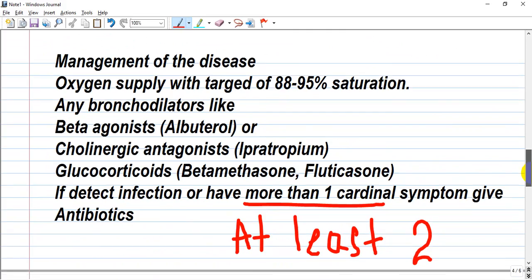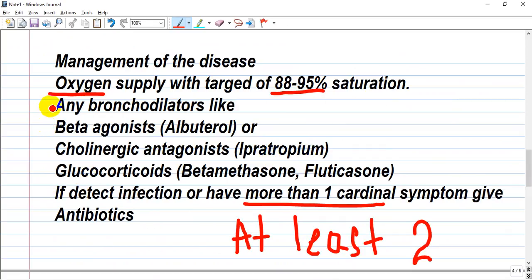How to manage the disease? So the patient has a deficit of oxygen and retention of CO2. So give oxygen supply by nasal cannula or a CPAP mask. Target is like 88 to 95 blood saturation, and also we can give bronchodilators like beta agonists, albuterol is a short-acting one, or an anticholinergic antagonist like ipratropium.